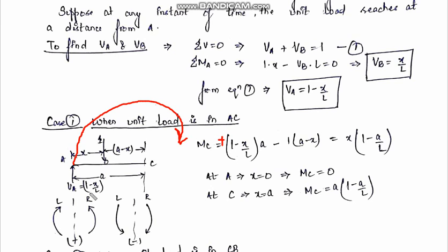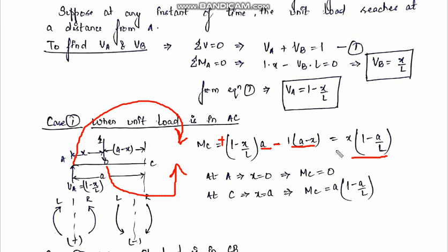Now the distance of 1 minus x by L is small a from section C, so into small a. Now the second force is 1 and its perpendicular distance from the section is a minus x, so 1 into a minus x. Now this force will produce an anti-clockwise bending moment about point C, and if the left moment is anti-clockwise, the bending moment is negative, so this will be minus. After solving this equation, we will get the equation of MC, that is the moment at C section, as x into 1 minus a by L.